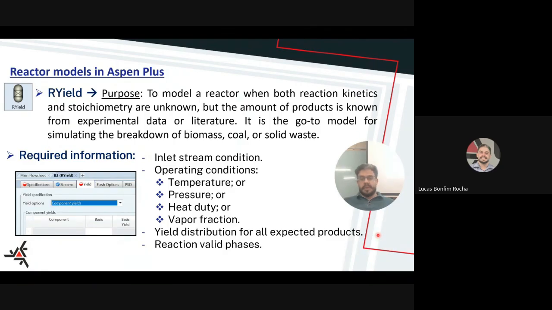we can use it to try to predict the products based on experimental data. So we need to specify the inlet stream condition and the operating conditions also, as we just saw for the stoichiometry model, okay? And we must specify the yield distribution for all expected products.